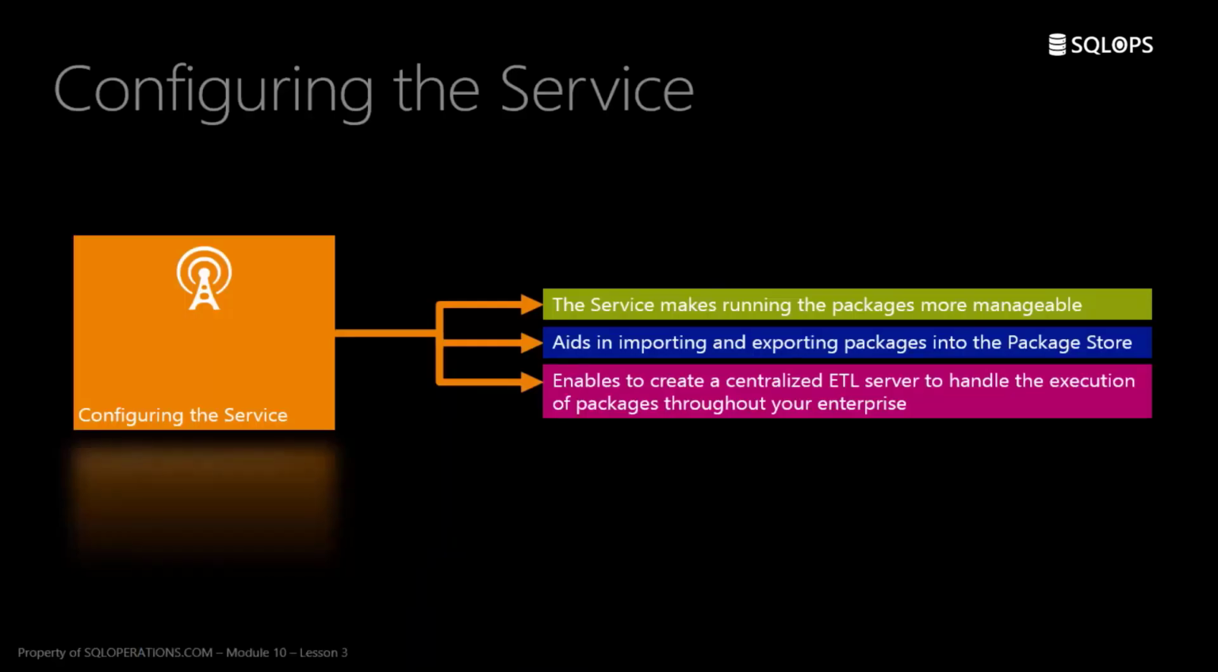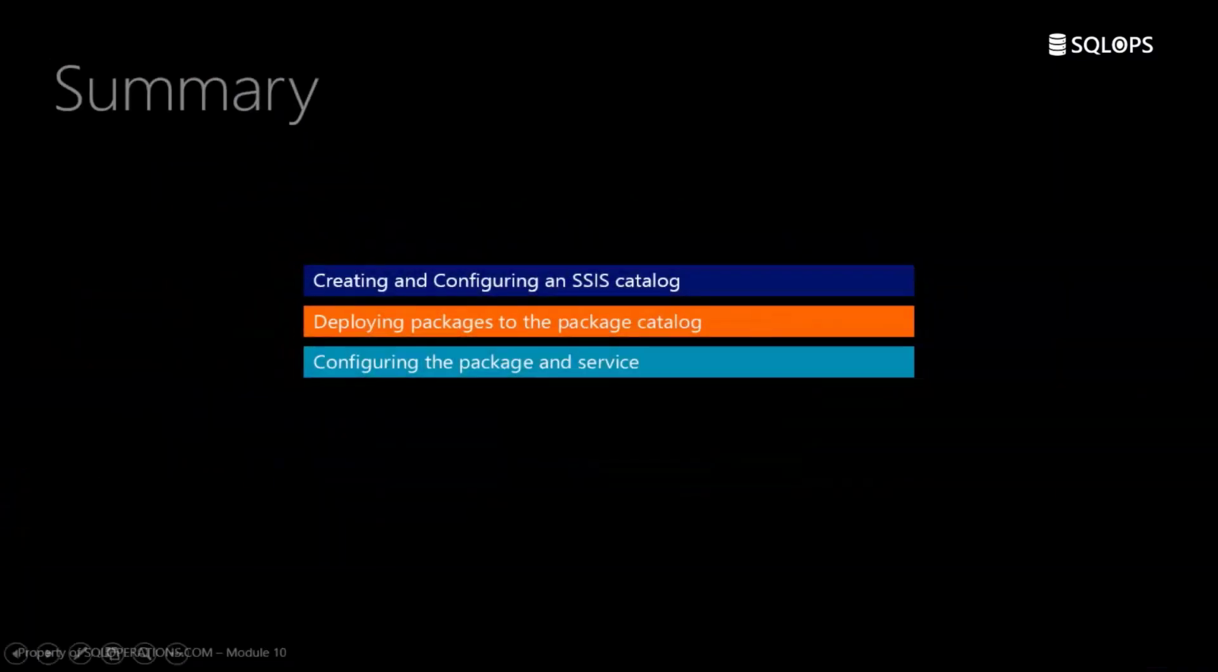So, let's recap what we've learned in this module. We have learned how to create and configure an SSIS catalog, how to deploy packages to the package catalog, and how to configure the package and service. In the next module, you will learn how to secure the SSIS packages, how to run them, and how to schedule them.